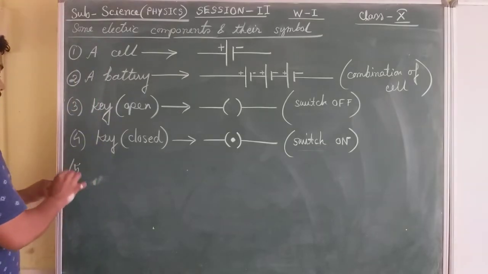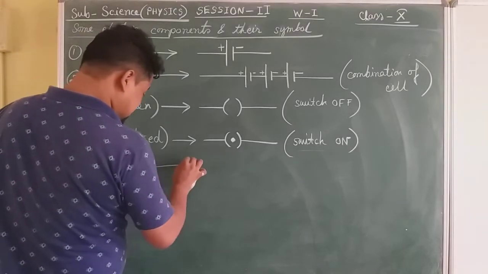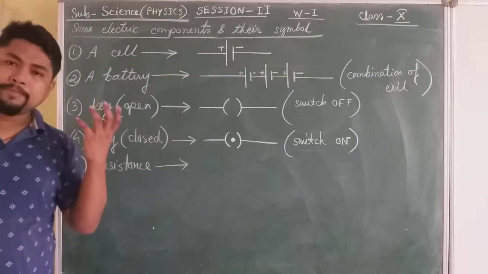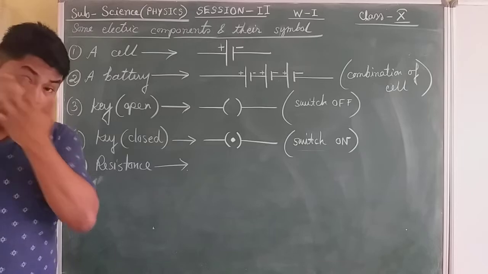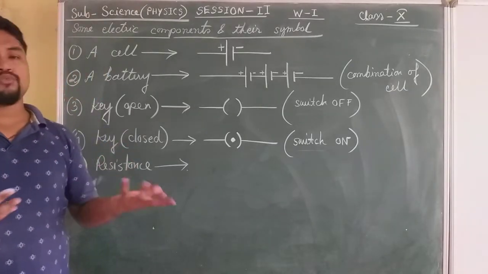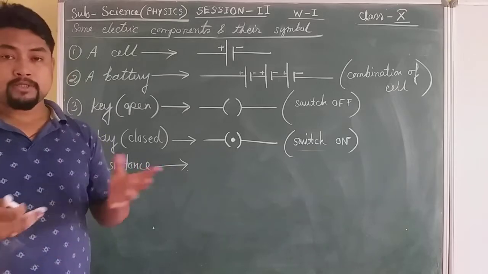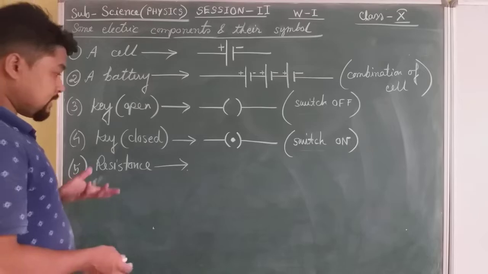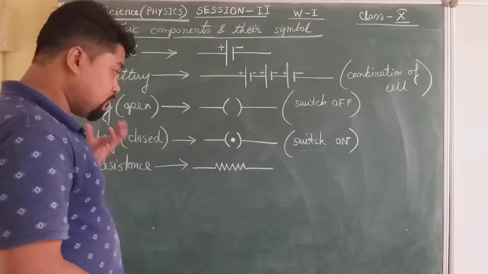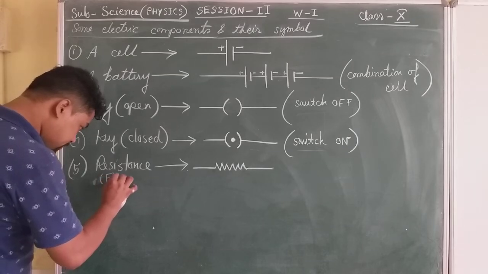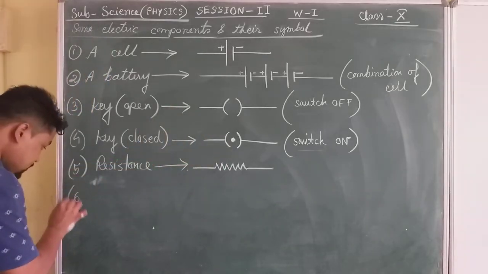Next, number 5. Resistance. Resistance means the opposition offered by a substance to flow current through it. An insulator has high resistance and a conductor has low resistance because current can pass through easily. So the symbol of resistance is like this, like a speed breaker. Okay? This is fixed resistance, not variable resistance. Resistance, simply resistance.